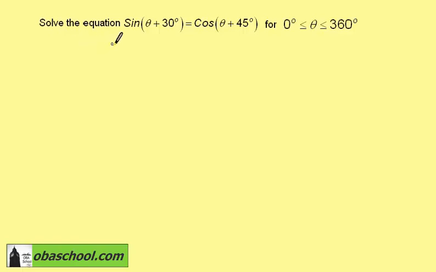We want to solve the equation sin(theta plus 30 degrees) is equal to cos(theta plus 45 degrees) for values of theta between 0 degrees and 360 degrees. So let's start with the equation. We have the sine of theta plus 30 degrees is equal to the cosine of theta plus 45 degrees.